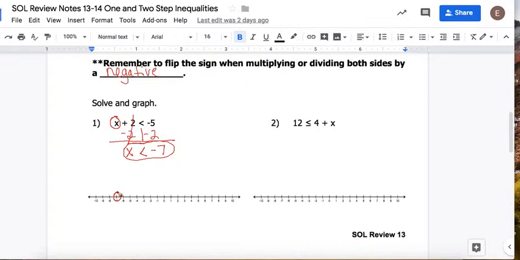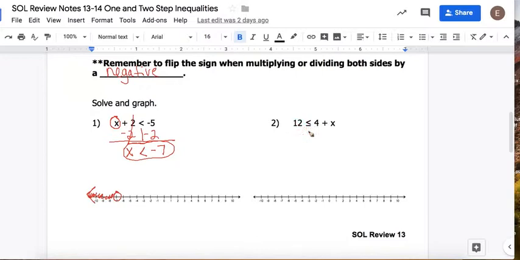So open circle for less than, and we're going to shade all the numbers less than negative 7. So we're going to shade this way. And remember, inequalities have more than one answer because there are so many answers to this question. All the solutions are less than negative 7. So I can have negative 8, I can have negative 100, I can have negative 1 billion. All those are solutions to this question.